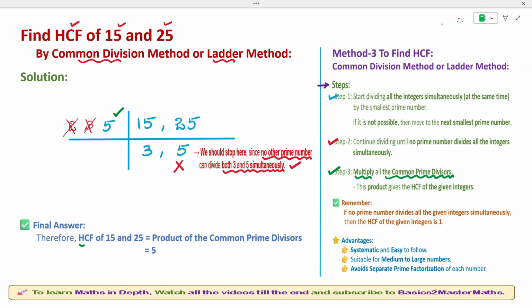Therefore, HCF of 15 and 25 equals the product of the common prime divisors. In this case, we have only one common prime divisor, that is 5. Got it?